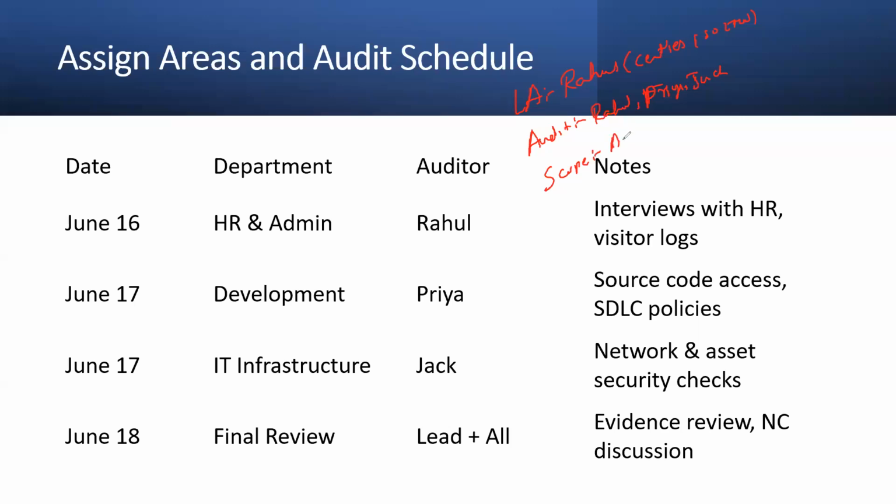Scope: all departments. We are covering each and everything. Date: 16 to 18th June 2025. Followed by the approver name. Approved by whom? Your ISMS manager, whoever the ISMS manager for that organization is. So like this, at the bottom of your document, you are going to summarize all those things.